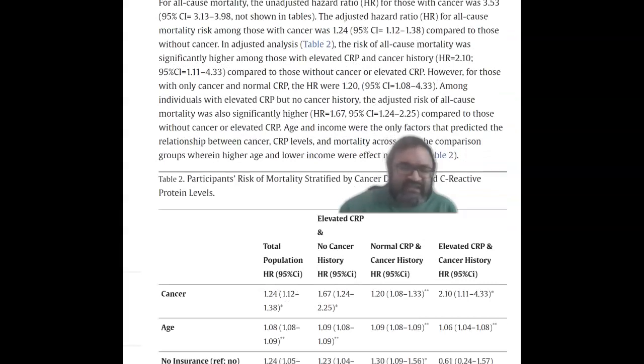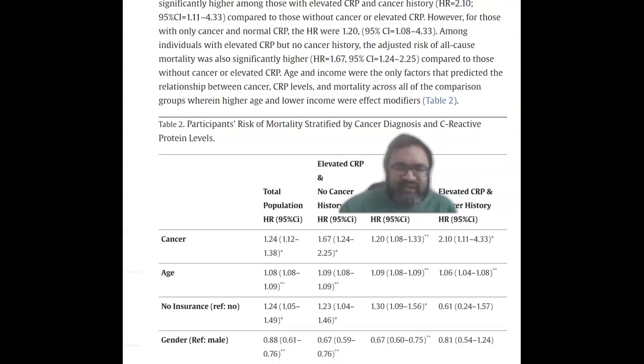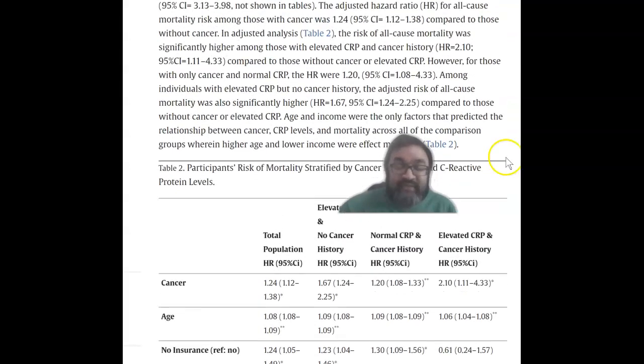But what is interesting is how these models operate. So there's the total population for Table 2, and then you have elevated C-reactive protein, no cancer history, and then normal C-reactive protein and cancer history. So these are kind of the comparator groups. The actual group that we're interested in is elevated CRP and cancer history.